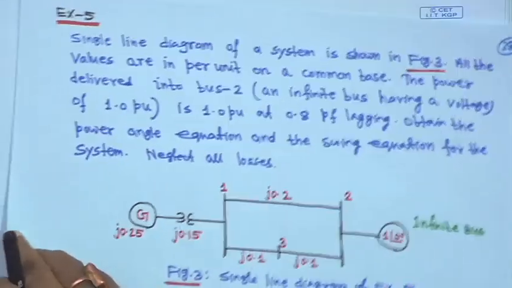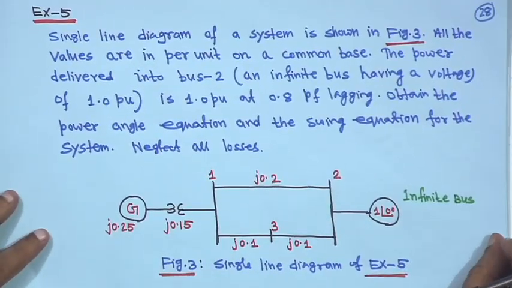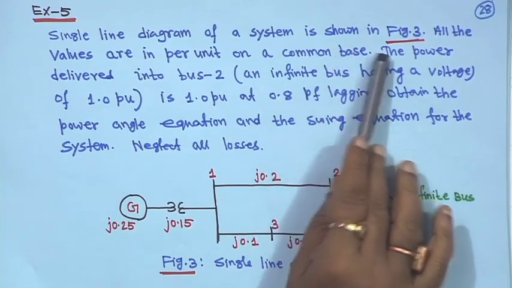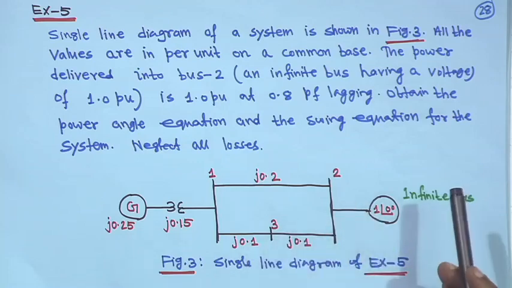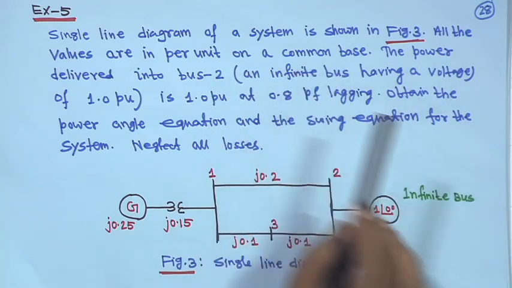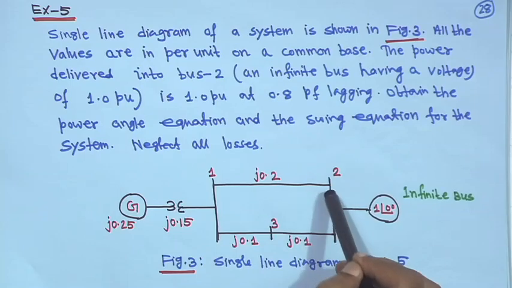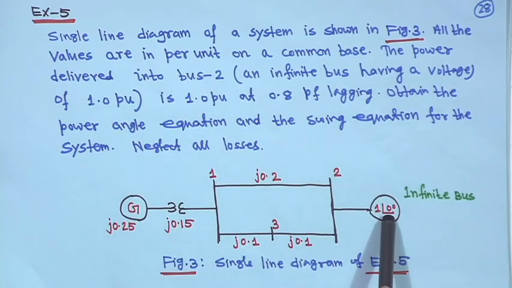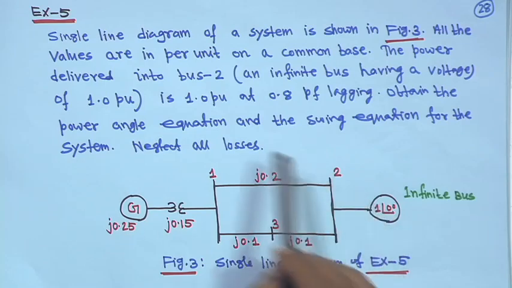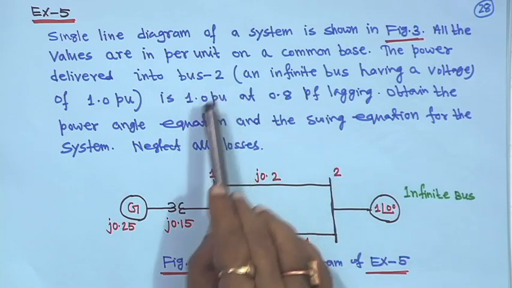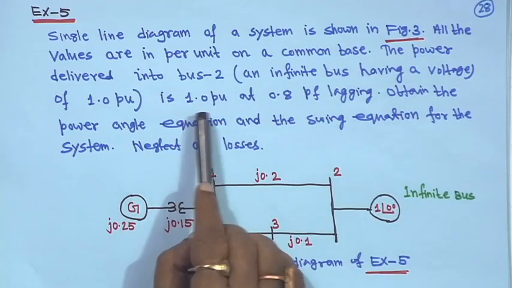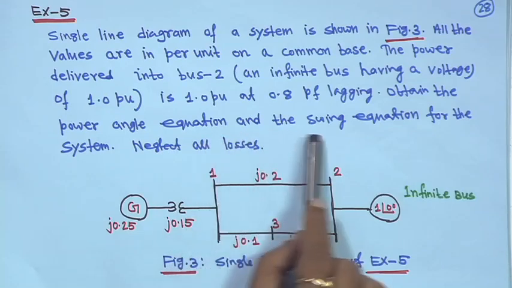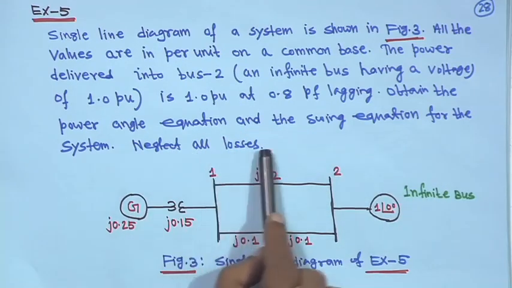Next, you take the single line diagram of this figure, it is given here. Say the single line diagram of a system is shown in figure 3. All the values are in per unit on a common base. The power delivered into bus 2, an infinite bus having a voltage of 1 pu, with voltage 1 angle 0 given, is 1 per unit at 0.8 power factor lagging. Obtain the power angle equation and the swing equation for the system, neglect all losses.